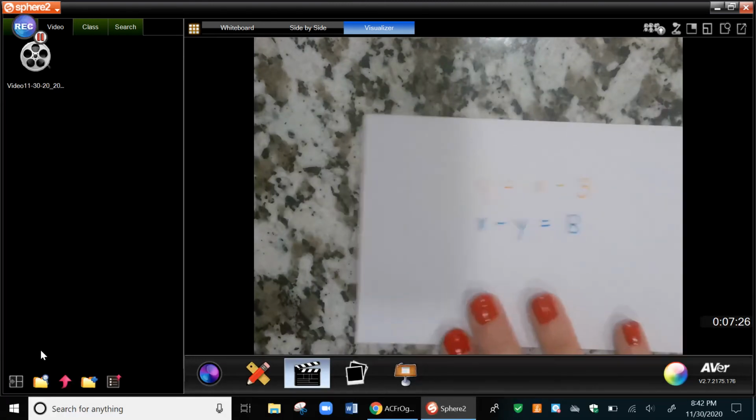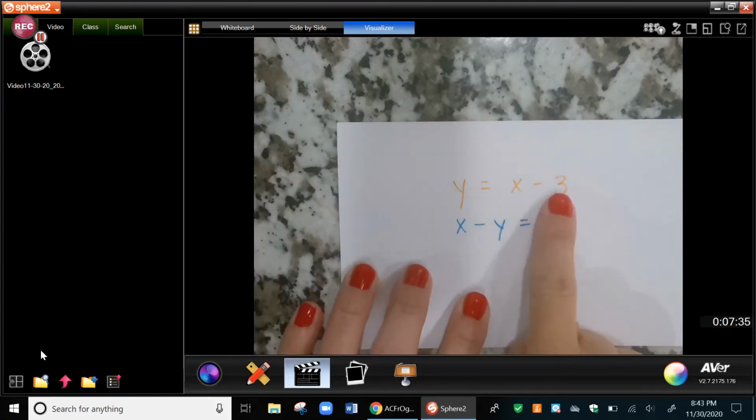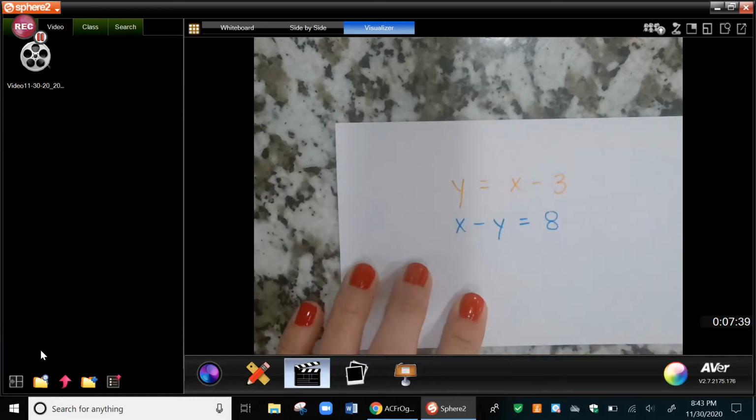Next we have y equals x minus 3 and x minus y equals 8. Slope-intercept form, standard form. So before you can decide which one they are, parallel, perpendicular, or neither, you'll need to change the second equation into slope-intercept form. Once you do that, are they parallel, perpendicular, or neither?